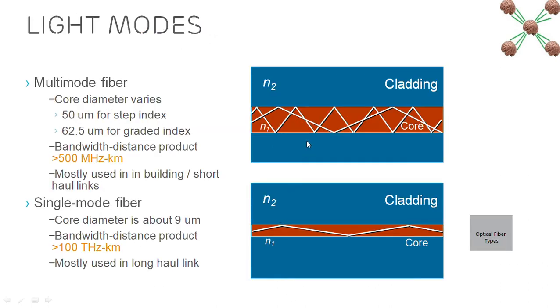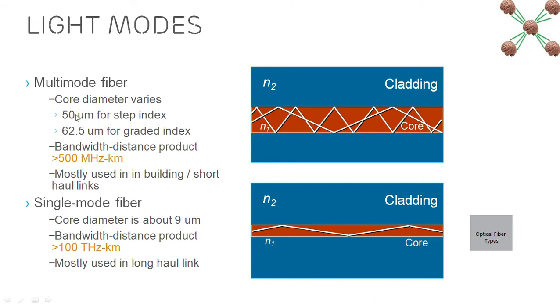So based on the modes, we have two kinds of fibers. One is called a multi-mode fiber and one is called a single mode fiber. In the multi-mode fiber, again we have two kinds of fibers based on their diameters and the kind of refractive index that we have. If we have a step index and the fiber is 50 micrometer, the core size is 50 micrometers. You can assume that it's very thin. It's thinner than the normal hair of the human.